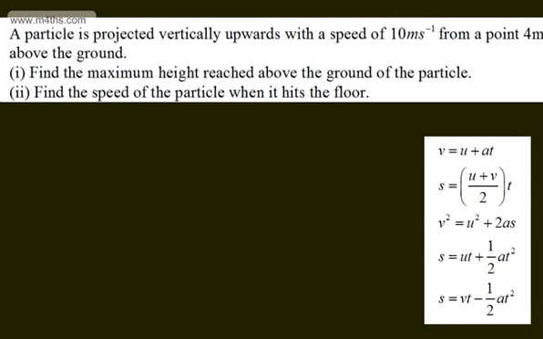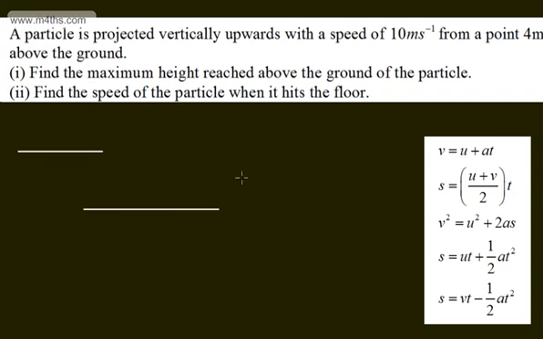Okay, let's have a look at this one. So we've got now a particle is projected vertically upwards with a speed of 10 meters per second from a point 4 meters above the ground. In part A, we're asked to find the maximum height reached above the ground of the particle, and in part B, find the speed of the particle when it hits the floor. Now, with all of these, I suggest you draw a model. So a quick model is not going to hurt.